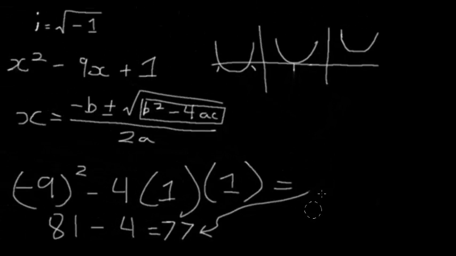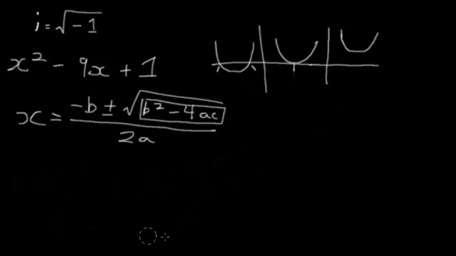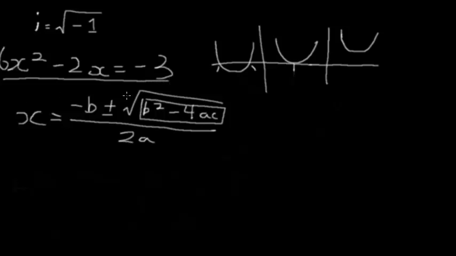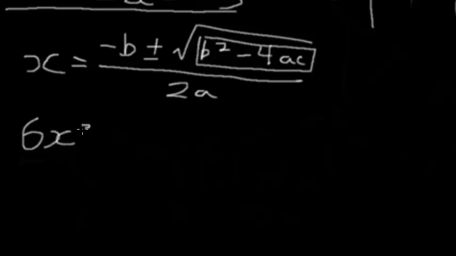Okay, so how do imaginary numbers go into all of this? Let me find an equation that doesn't touch the line. So what if it didn't touch the line? Okay, moving on, we have here an equation that's going to involve imaginary numbers. First we have to turn it into standard form: 6x squared minus 2x plus 3.